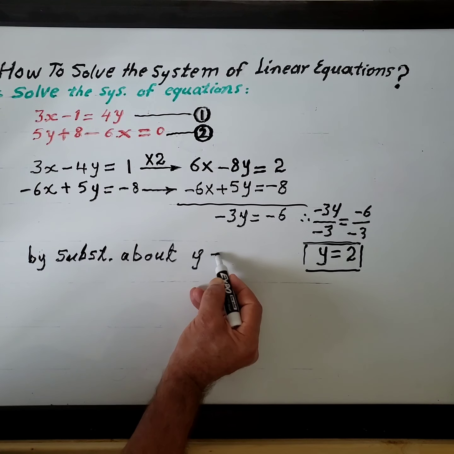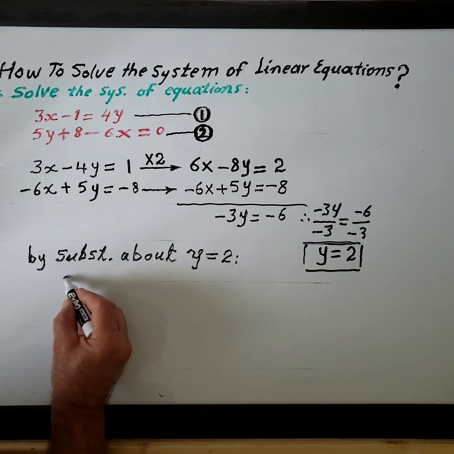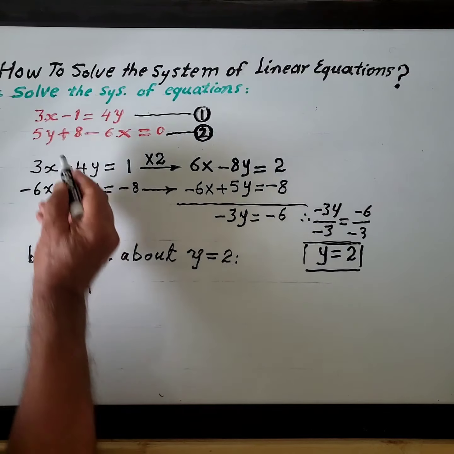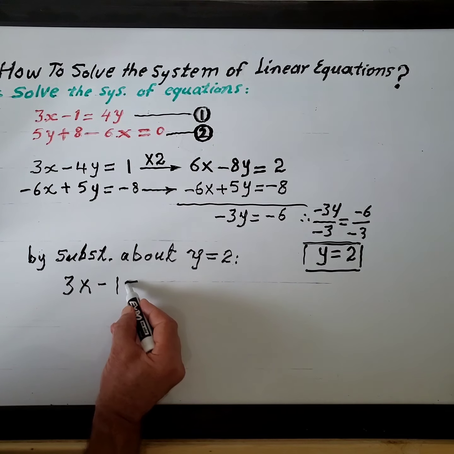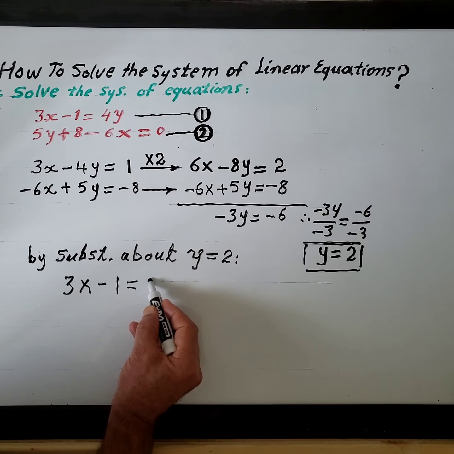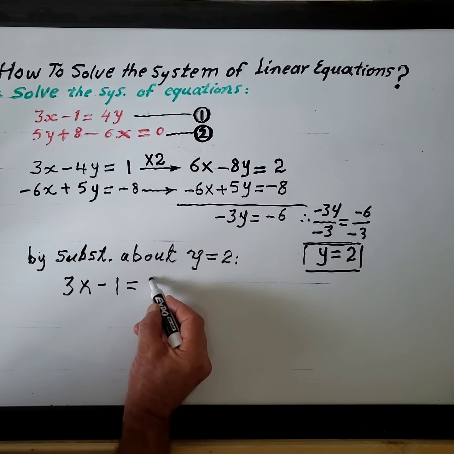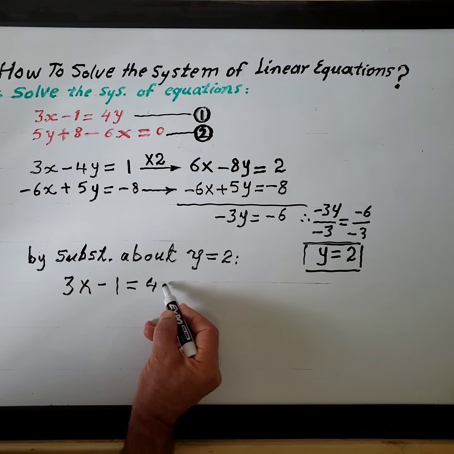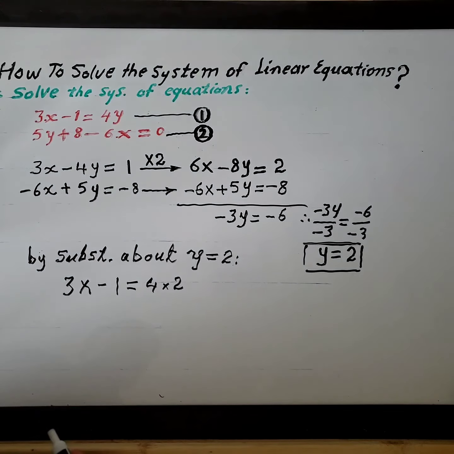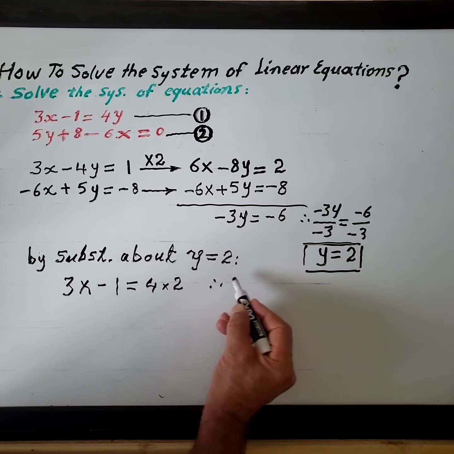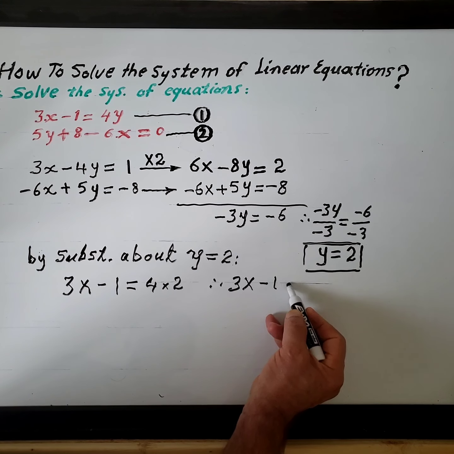With the y value, which is 2, we will get 3x. I use this one: 3x minus 1 is equal to, instead of y, I will put 2. So 4 times 2, which is 8. So 3x minus 1 is equal to 8.